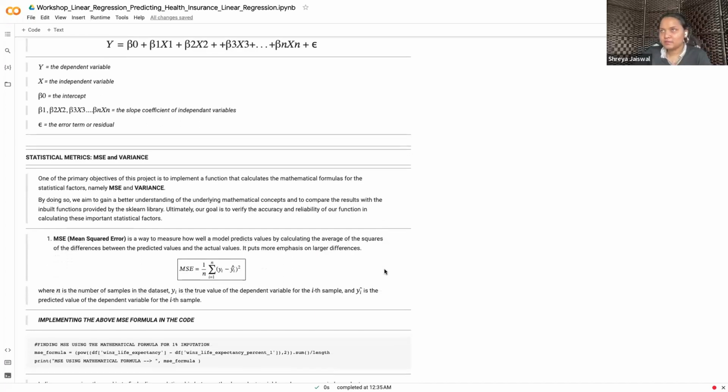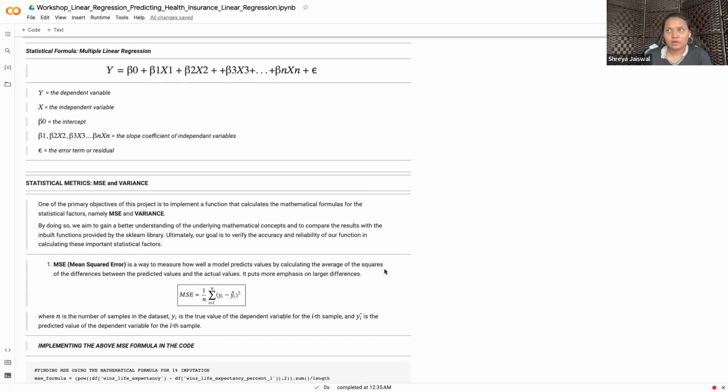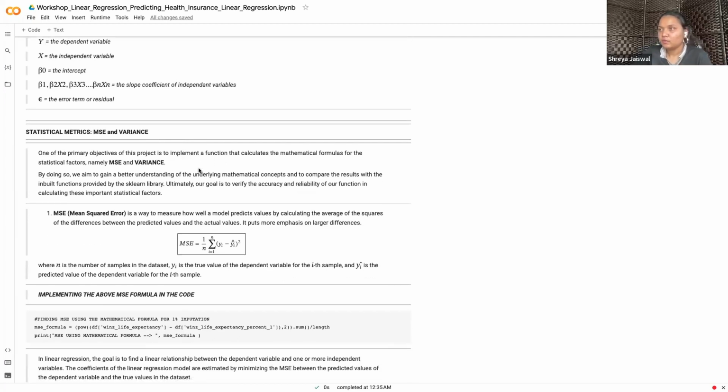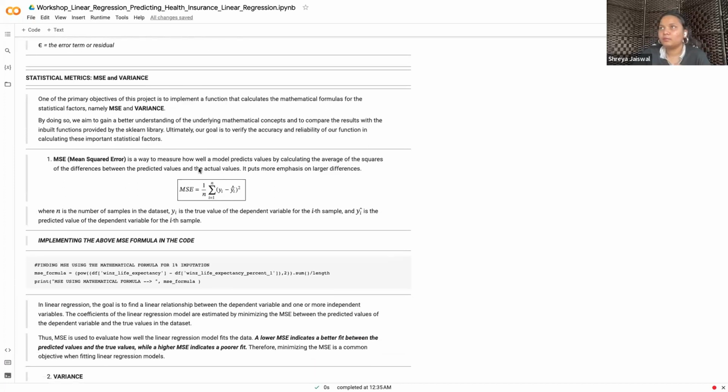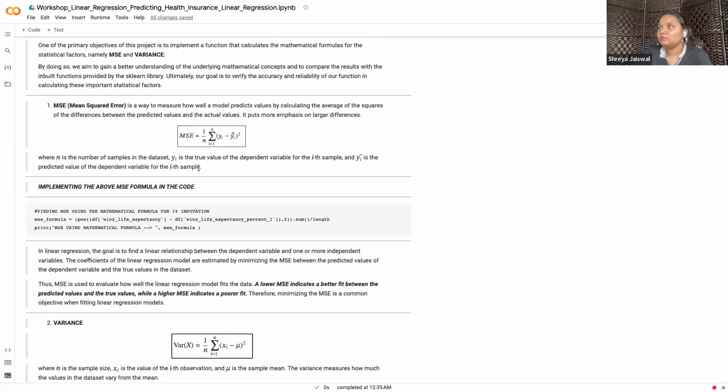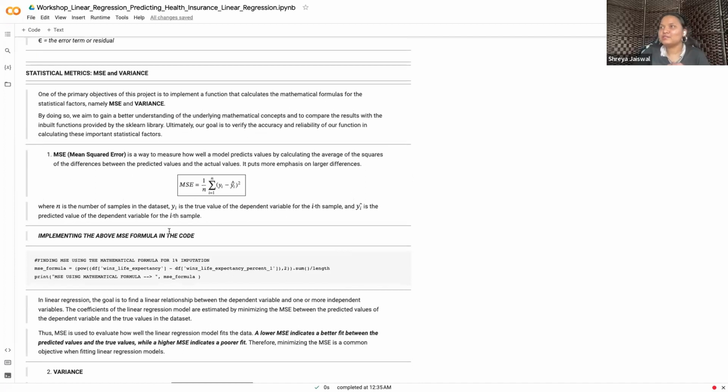There are certain metrics which we deal with in order to see how good our model is. So the statistical metrics that I had worked on were mean square error and the variance. I'll be talking about this eventually as we go through the code. But these are the two main statistical measures based on which we'll be telling whether a model is good or not.